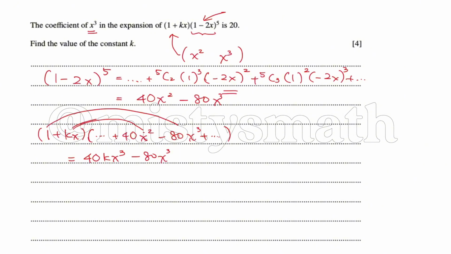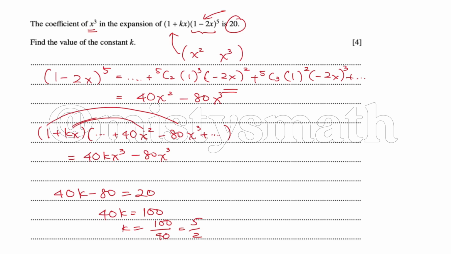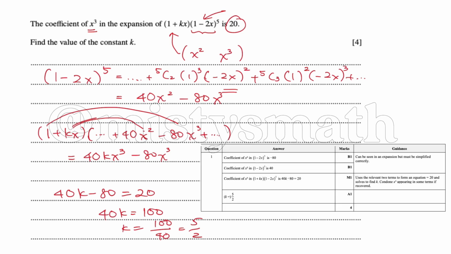I just need to compare with the question, where the coefficient is 20. So 40k minus 80 should equal 20. In the end, 40k is equal to 100 and k is equal to 100 over 40, simplified to 5 over 2. Done. Now let's look at how this is marked by your examiners.